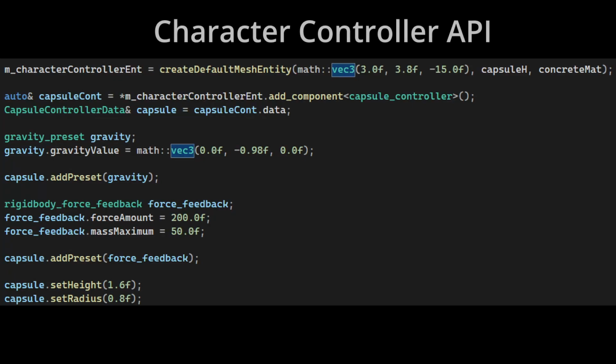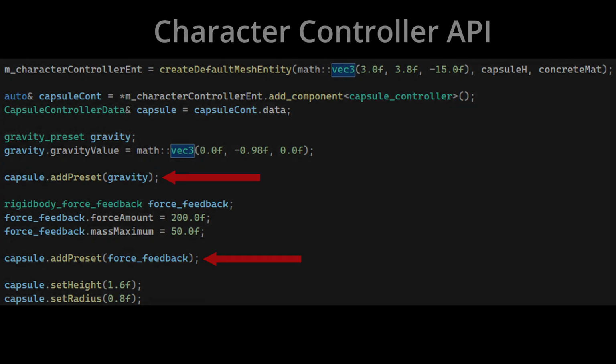For character controllers, after creating an entity, a capsule controller component can be added to this object. We can then modify the properties of the character, such as its height and radius. After doing this, a user can then add certain features to this object, such as gravity and rigid body feedback. This can be done by using the preset system. The user instantiates the preset and adds it into the capsule component. The idea is that the logic of handling the preset is left to the active physics engine.